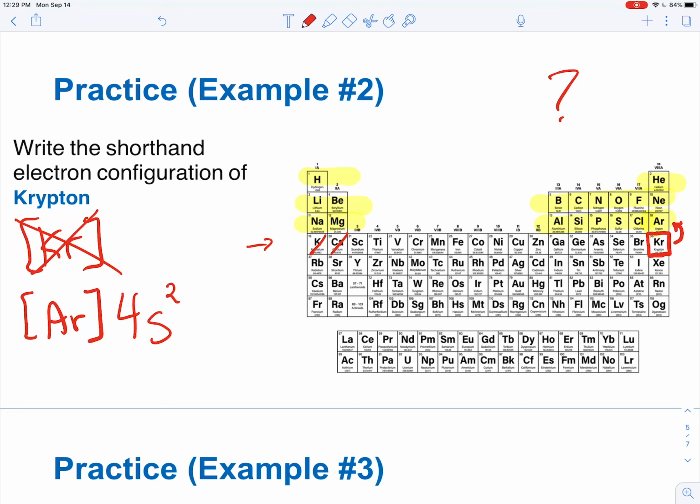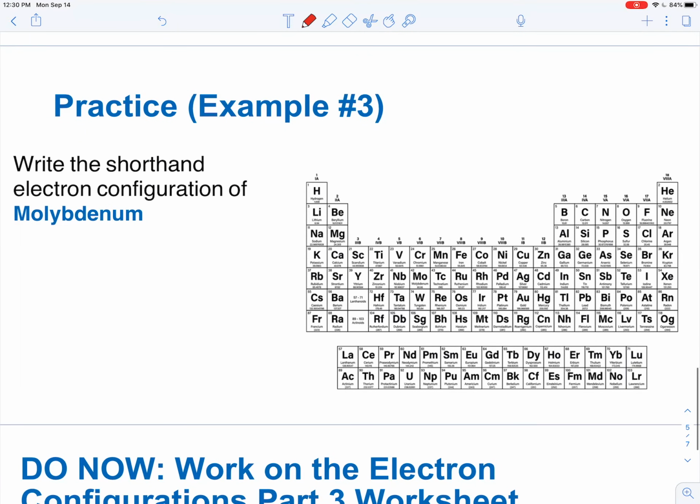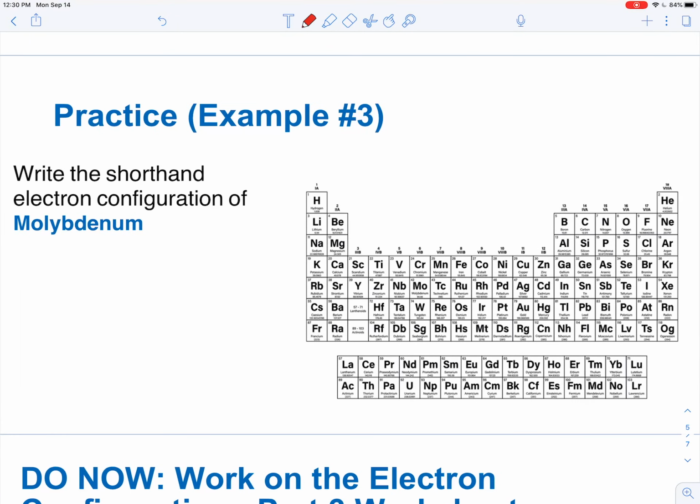And then next is going to be my d block, so it's 3d10. And that'll get me all the way through here. And then lastly, I've got my 4p block, and I've got 1, 2, 3, 4, 5, 6 electrons that need to go there. Okay, and that is our final electron configuration for krypton. And we'll do one last example, molybdenum. Okay, so step by step here.